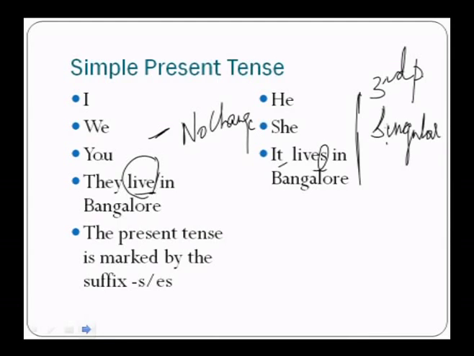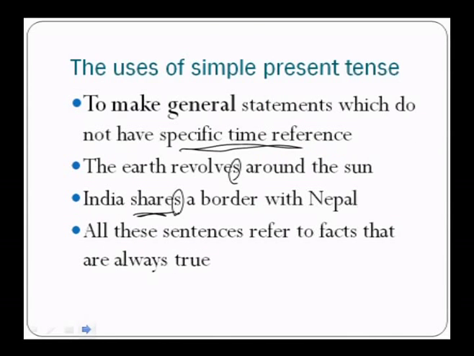I have also said in my fifth bullet here that the present tense is marked by the suffix S or ES. Then we went on to understand the uses of simple present tense. Simple present tense is used to make statements which do not have specific time reference. I gave you an example: the earth revolves round the sun.